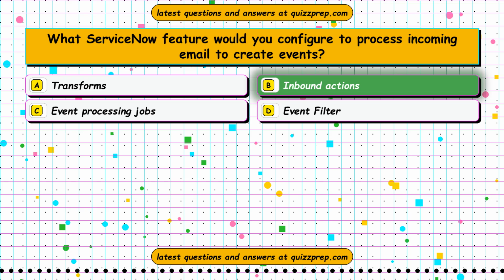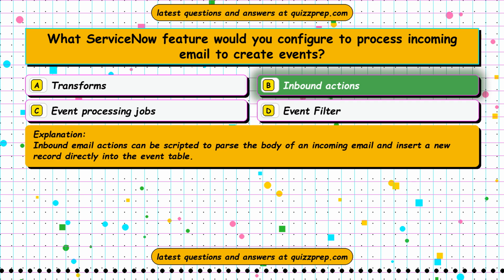The correct answer is option B. Inbound actions. Inbound email actions can be scripted to parse the body of an incoming email and insert a new record directly into the event table.